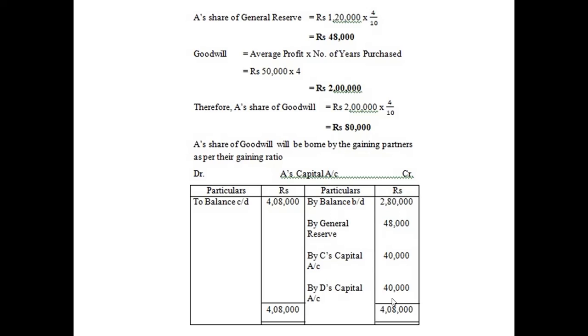Always remember that accumulated profit, that is general reserve or simply reserve, or credit balance of profit and loss account, or debit balance of profit and loss account, will be transferred to the retiring partner's capital account. I have already made a video and shared the PDF also. I think you have gone through that, because without having theoretical knowledge, you cannot enter into the practical part.